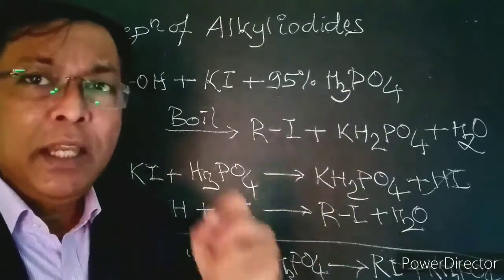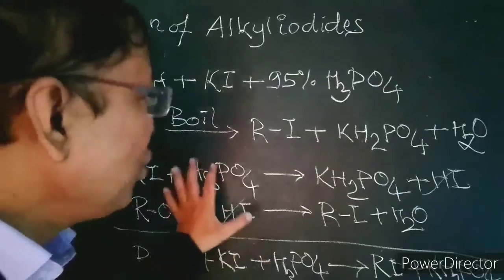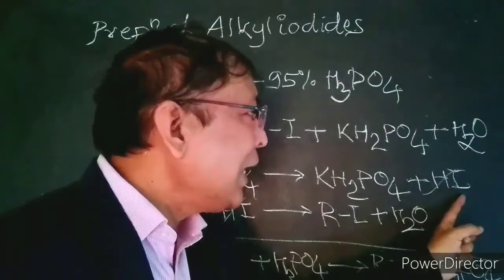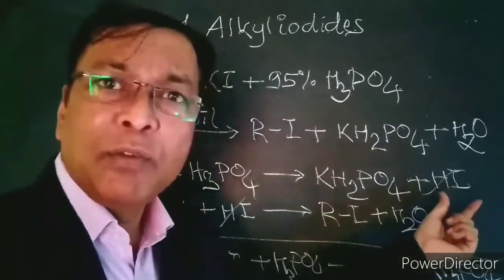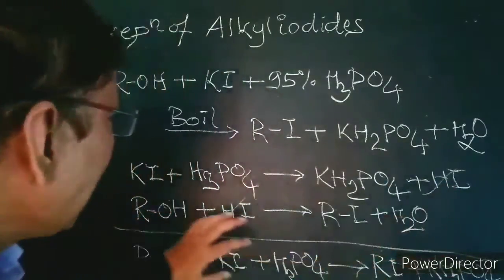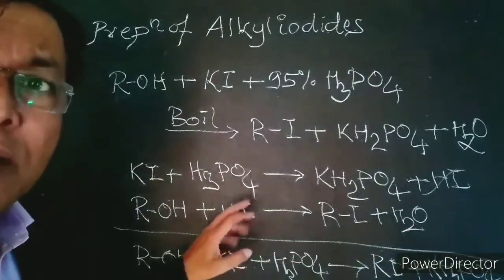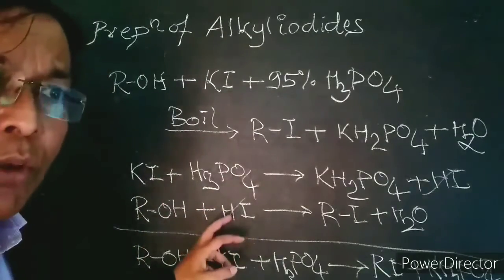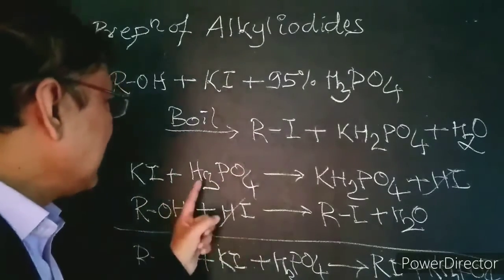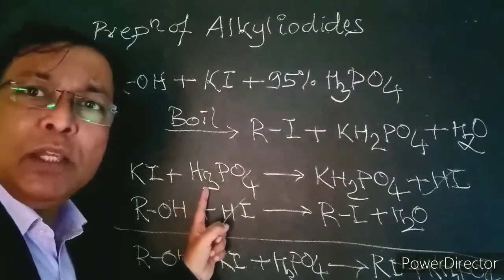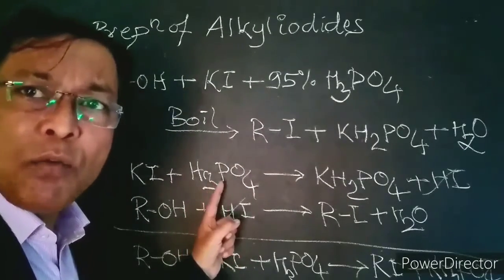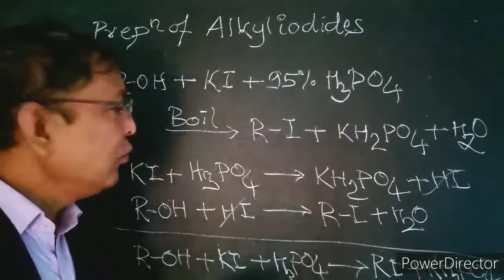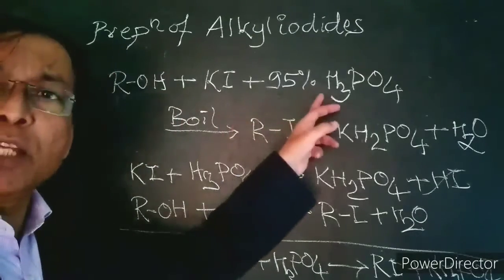The reason is, if we use sulfuric acid, H2SO4, that H2SO4 will react with HI and HI is oxidized by sulfuric acid. Therefore, HI will not be available in the reaction if we use sulfuric acid. Therefore, we do not use sulfuric acid. Instead of sulfuric acid, we use H3PO4, that is phosphoric acid. Did you get the reason why we use phosphoric acid here instead of H2SO4?